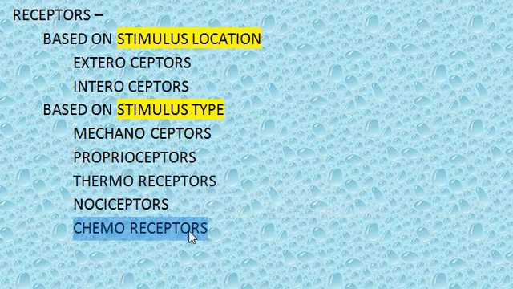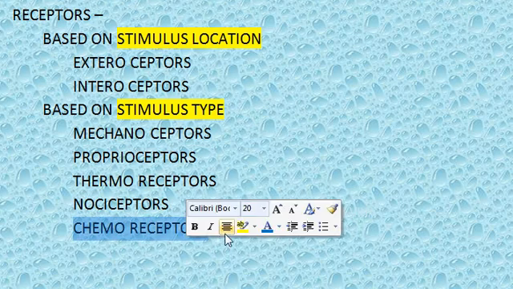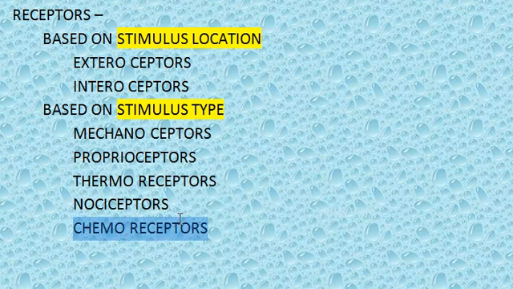Chemoreceptor can be internal or external. Like chemoreceptor, carotid body, right? But it's an interoceptor. Carotid body is not an exteroceptor, but carotid body is a chemoreceptor, correct? You understood this? What are the examples of chemoreceptor for external that you saw?